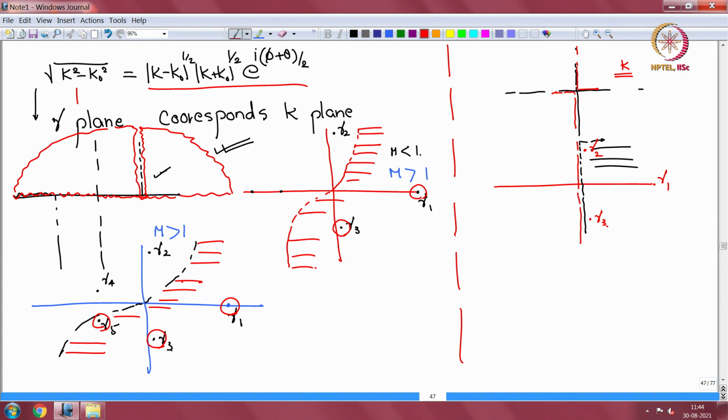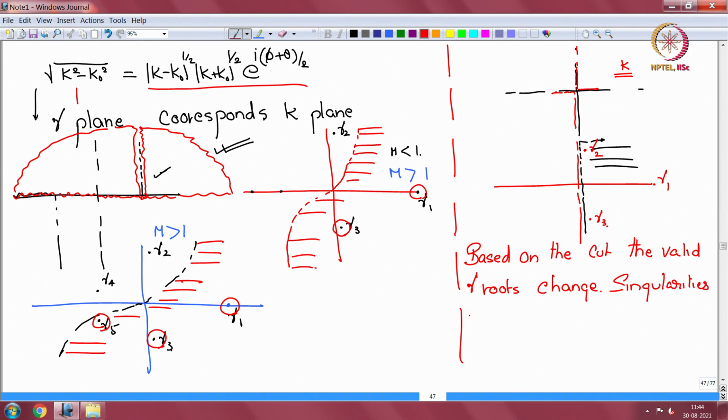So now there is a slight difference based on the cut, the valid gamma roots change, okay. What does that do? That changes the singularities, and therefore it changes the residue contribution, okay.